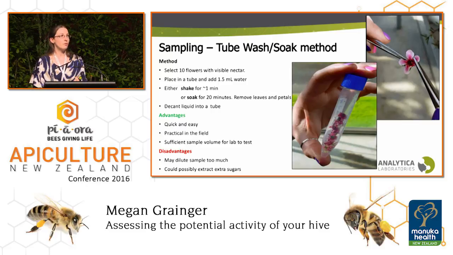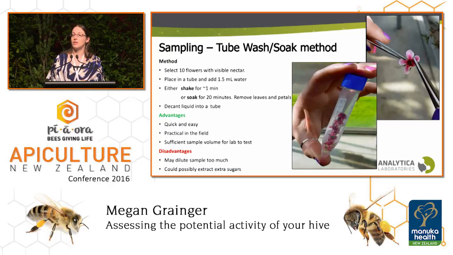So the advantages of these two methods are they're nice and quick and easy. You can rip your flowers off the tree and chuck them into your tube, no worries. So this makes it highly practical in the field for large volumes of samples. And there's also sufficient sample volume for testing in the laboratory. So as I didn't mention, sometimes for the direct nectar, depending on how much nectar those flowers you're choosing are actually producing at the time, we may get maybe 5 microliters, if not 2 microliters to test across those 10 flowers. So it does make it quite difficult when we're testing in the lab.